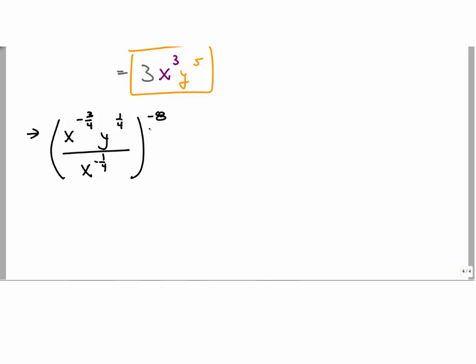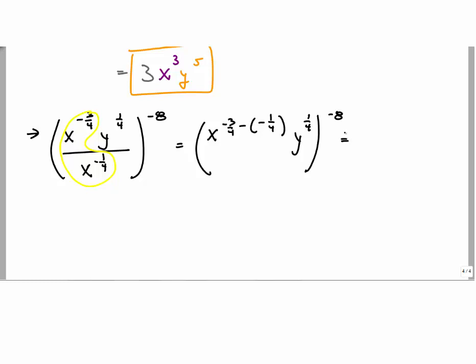Now there's more than one approach that we could take here. We could distribute the negative 8 first, or we could simplify within the radical first. So it's kind of your call. I am going to simplify within the radical first, because I have x's that should simplify or cancel. So I have x to the negative 3/4 minus a negative 1/4, because remember, when you divide like bases, you subtract the exponents. And this is all to the negative 8.